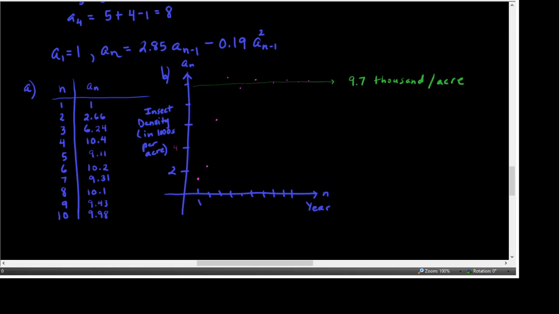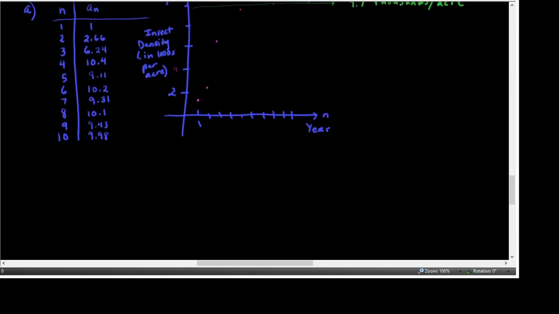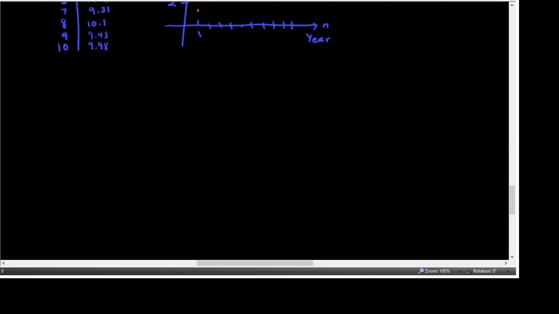Okay, so you write that as a sentence. The population stabilizes. In other words, gets closer and closer to the value of 9.7 thousand per acre, thousands per acre, for the insect population.